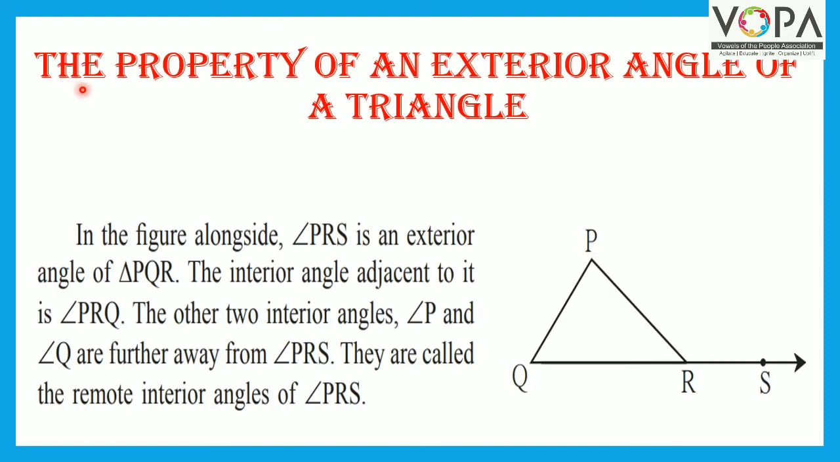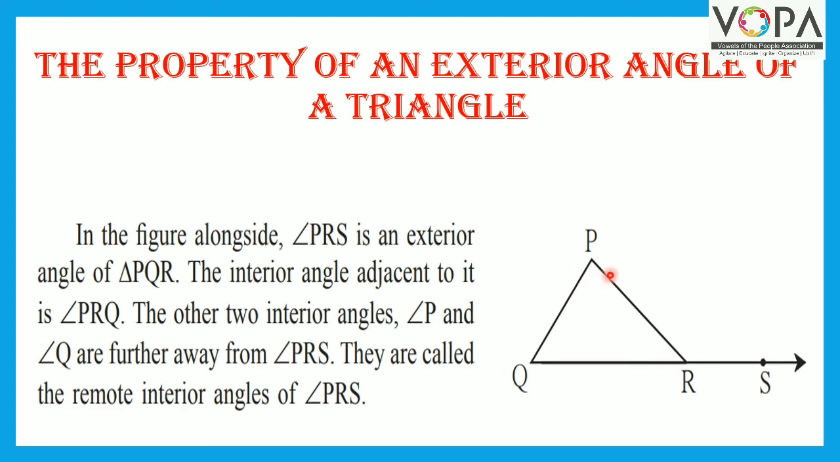Let's recall the property of an exterior angle of a triangle. In the figure alongside, angle PRS is an exterior angle of triangle PQR. The interior angle adjacent to it is angle PRQ. The other two angles, that is angle P and angle Q, are further away from angle PRS. They are called the remote interior angles of angle PRS.